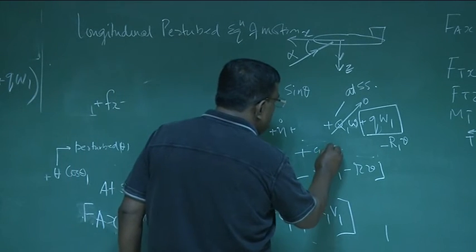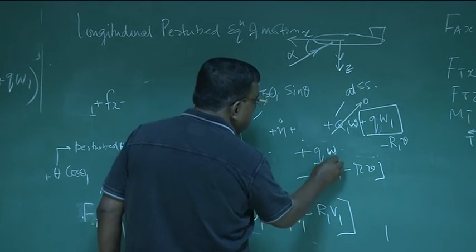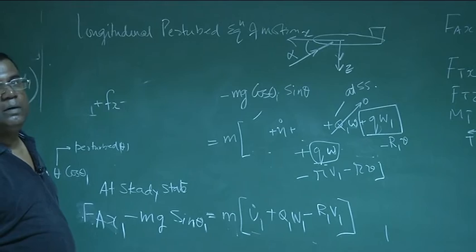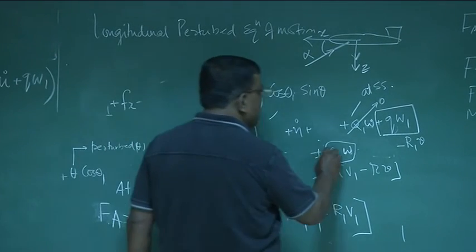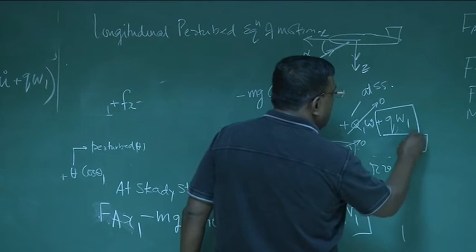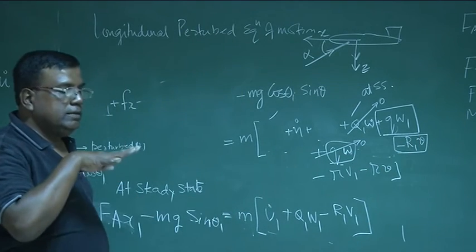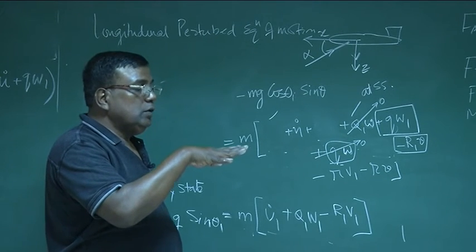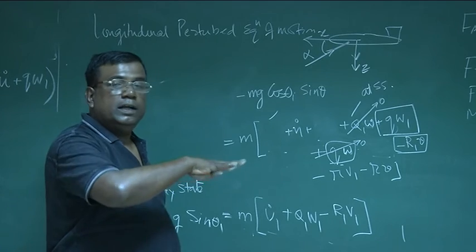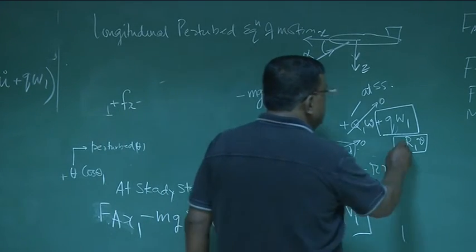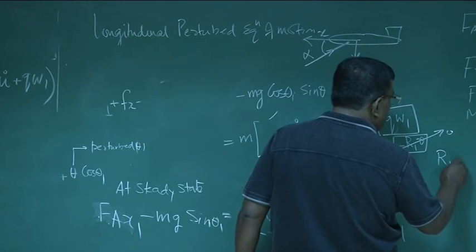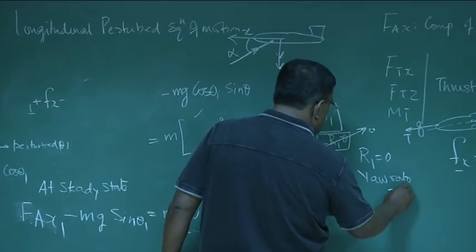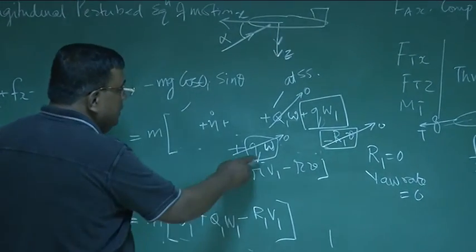Then we have q into w. Both are perturbed quantities, small quantities. So the product of two small perturbed quantities can be neglected. So this also goes, and here you see r1 into v. When the airplane is at steady state, cruise flight, we are talking about cruise, we are giving perturbation. So about cruise there is no r, there is no yaw rate, right? So r1 is 0. So this also goes, because r1, the yaw rate, is 0.